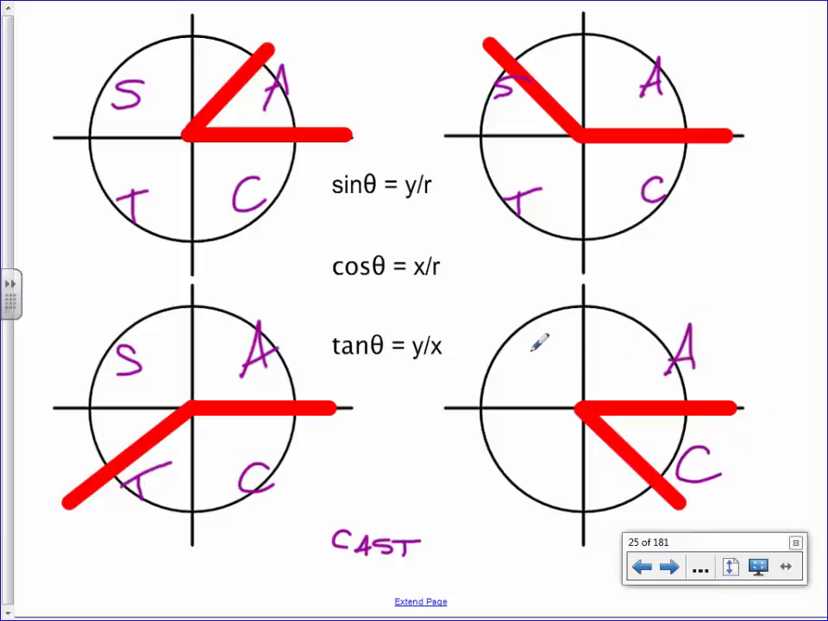And then one more time. In this quadrant here, the thing that's negative is just Y. So that means tan will be negative and sine will be negative, but cosine does not involve Y in its formula, so it would remain positive. So that's why cosine goes here. Does that seem familiar?